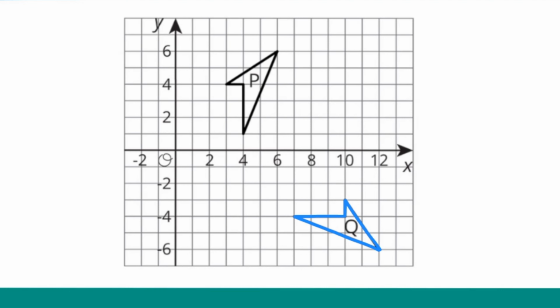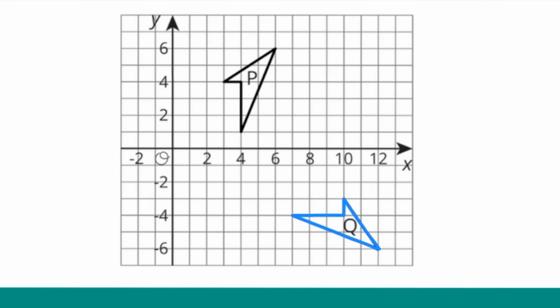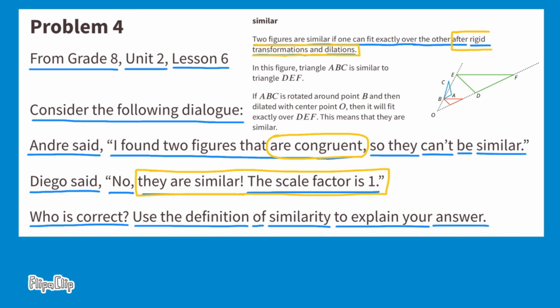Here's a definition of similar. 2 figures are similar if one can fit exactly over the other after rigid transformations and dilations. The 2 figures are congruent, meaning they are the same size and shape. And after a rigid transformation or dilation with the scale factor 1, they would be similar. So I would agree with Diego when Diego says, no, they are similar, the scale factor is 1.